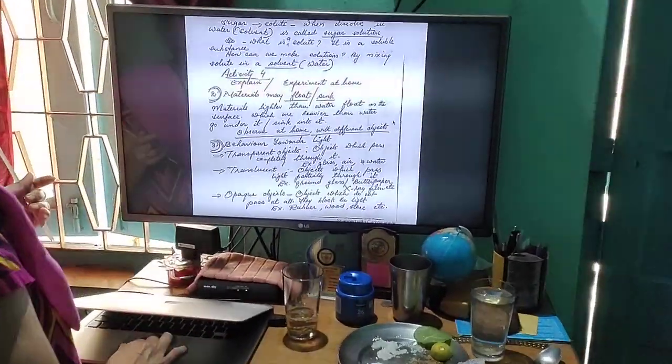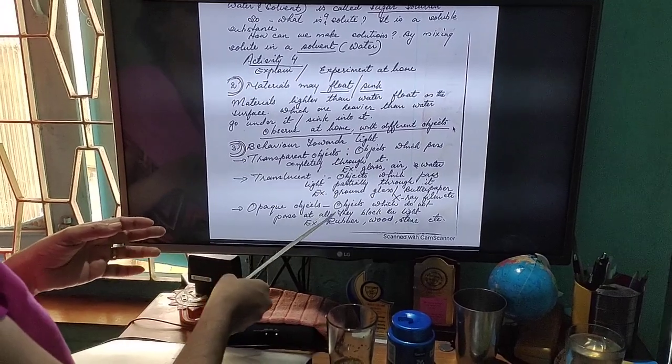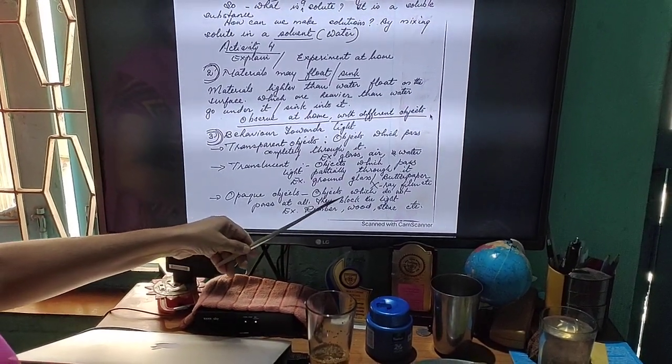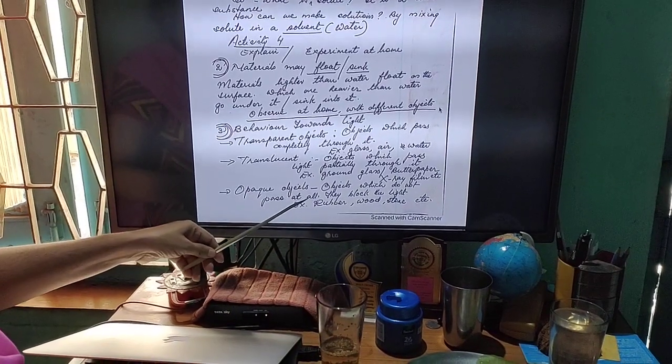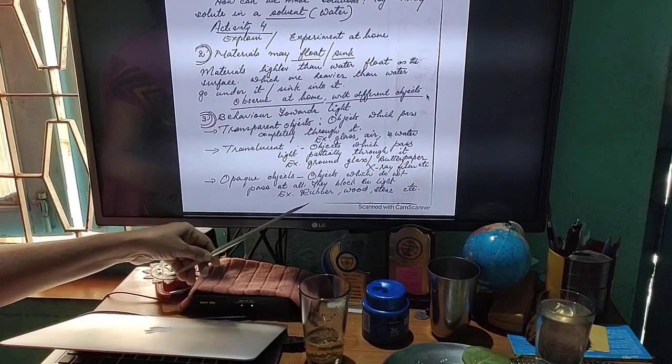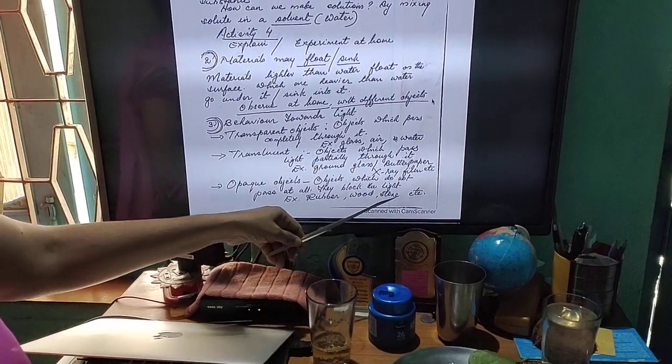Okay, and then the next is opaque objects. That's the third variety. Opaque objects means objects which do not pass light at all. They block the light completely. Example: rubber, wood, stone, etc.